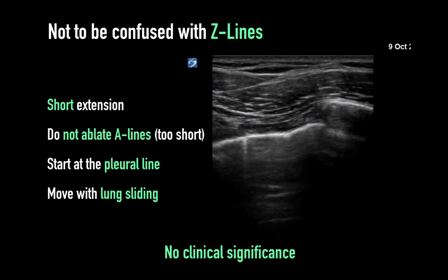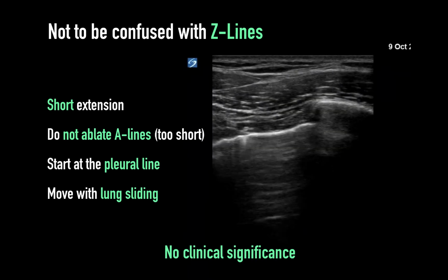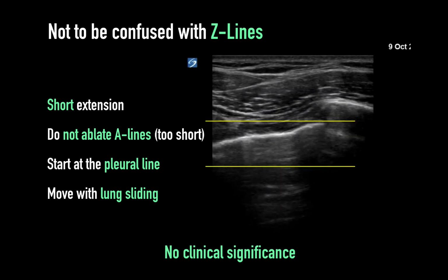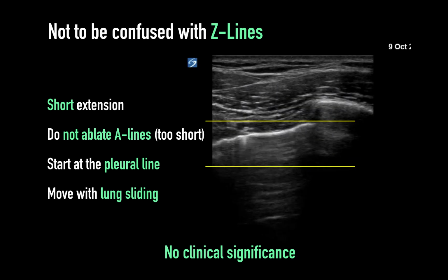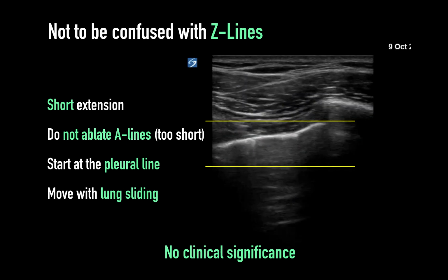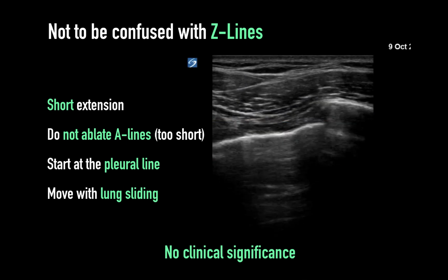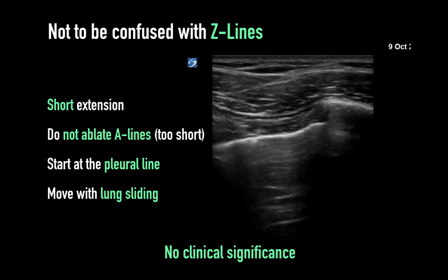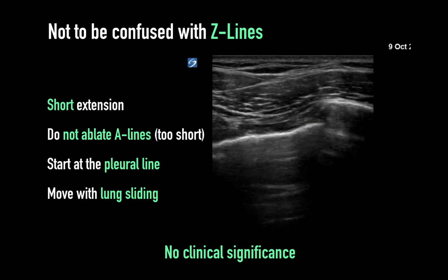There are other lines that can be confused with B lines. These are called Z lines. These are very short. They go from the pleural line, but they don't extend into the far field. They also don't ablate A lines, but they do still move with lung sliding. These lines are really yet to be of determined significance at this point in time.